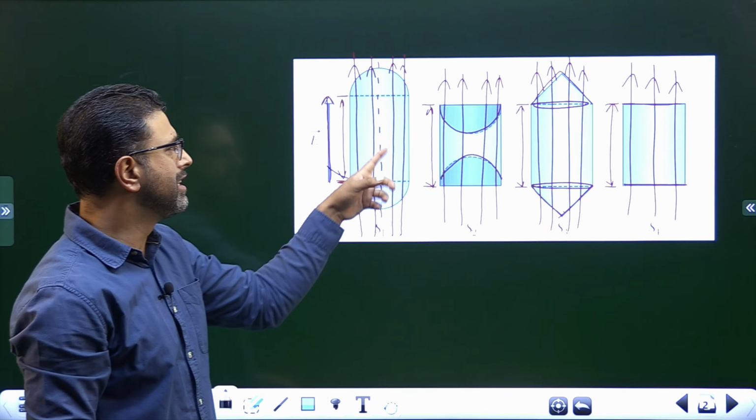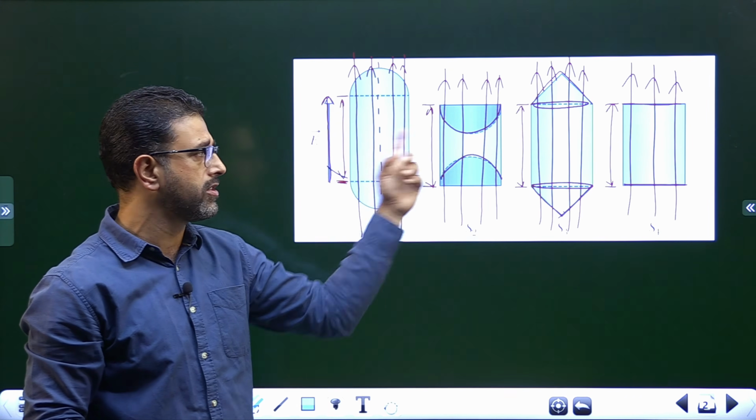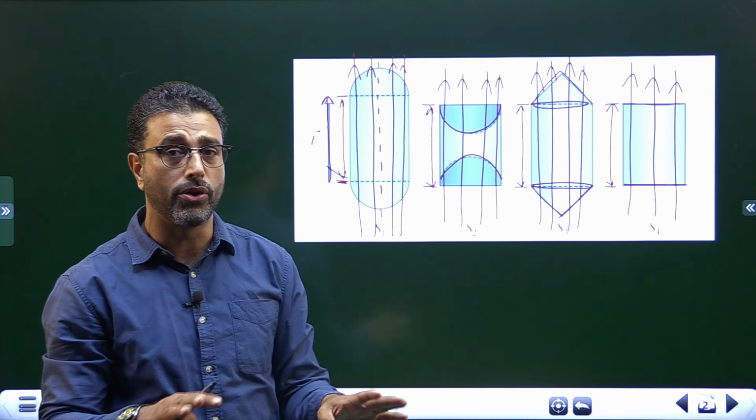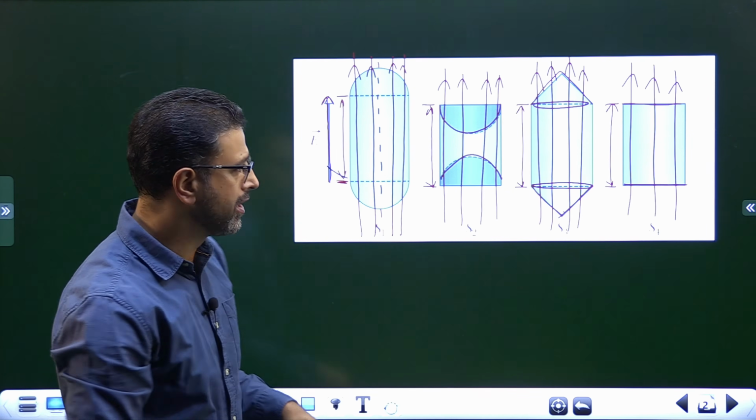Or we can do it this way. There is no charge enclosed by any of the surfaces. So electric flux according to Gauss's law must be 0.